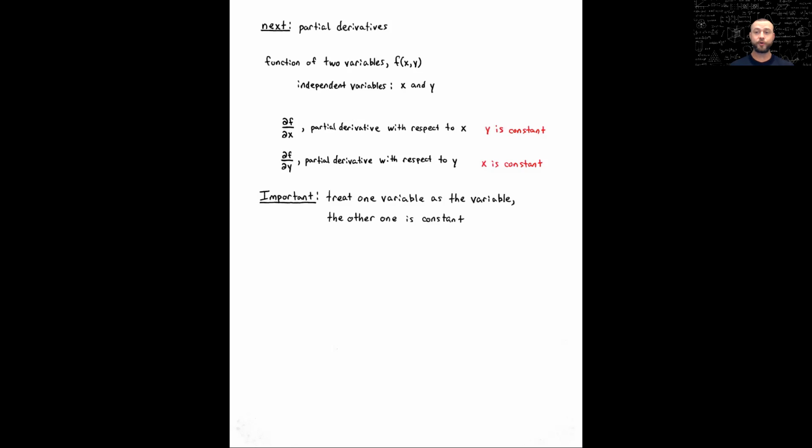All your familiar rules for calculating derivatives apply, just with this small change. One variable is the variable, the other one is a constant. Product, quotient, and chain rules still apply as usual, just with this one modification.